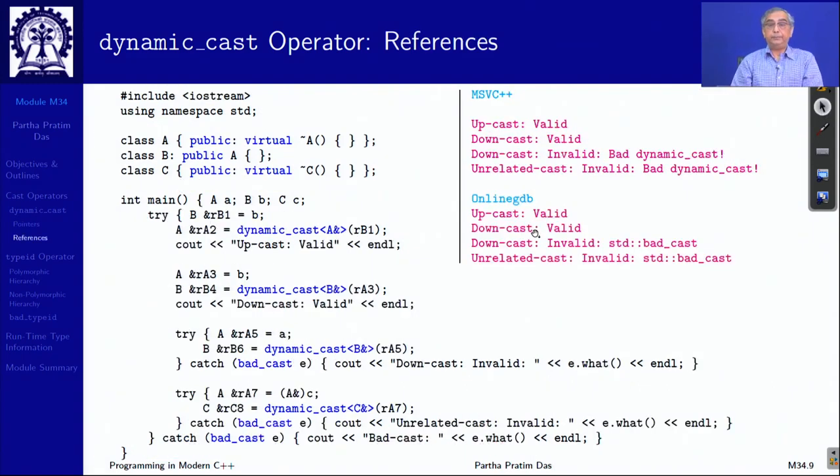So, let us look at the same example, but here instead of using pointer, we will be using reference. I said dynamic cast works for both of them. So, this is a reference. I have also named the references easily, so that you can make out. So, RB1 is a reference to a B object, and I use dynamic cast to create a reference to an A object, right. Obviously, B to A upcast, this is valid.